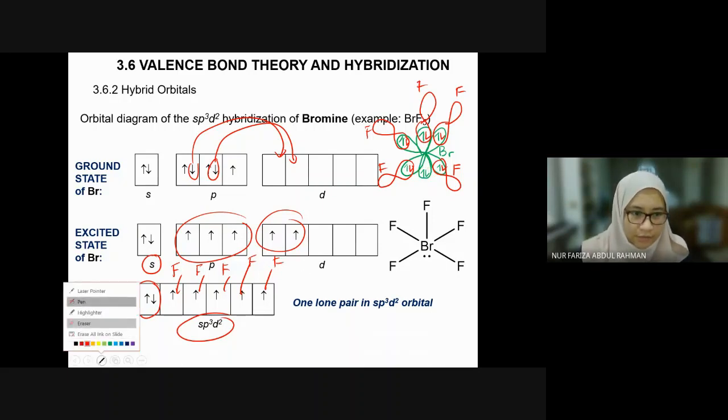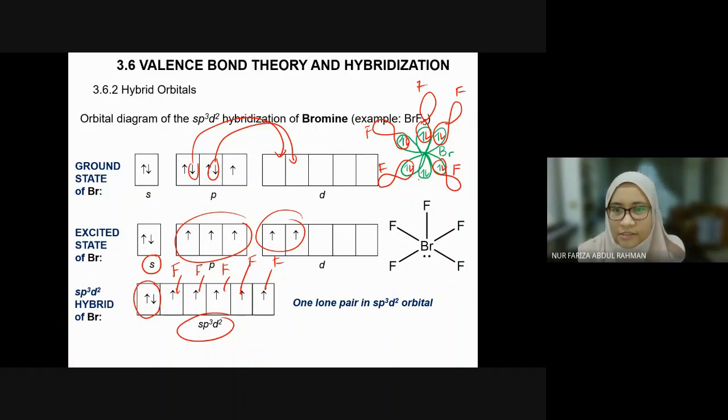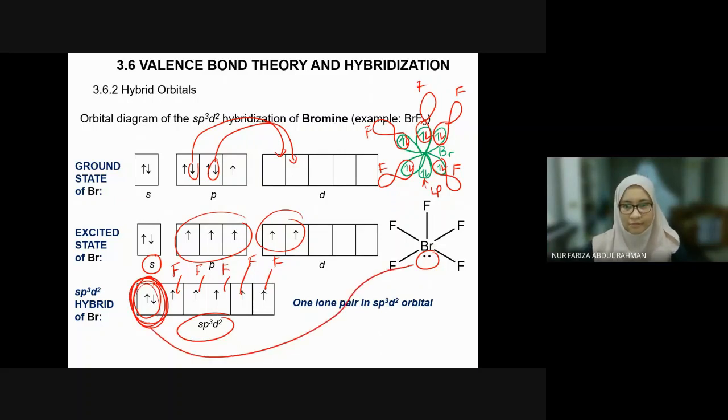Right, label. This is dah label kan? Saja nak highlight kan? This is the lone pair, guys. Okay, alright. So that is the lone pair ni. Dia kena sama lah dengan your Lewis structure and also your orbital diagram. This is the lone pair. Sama tak? And also sama tak? Sama. Okay?